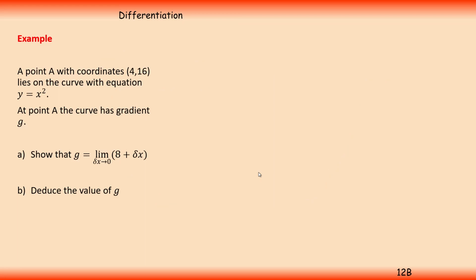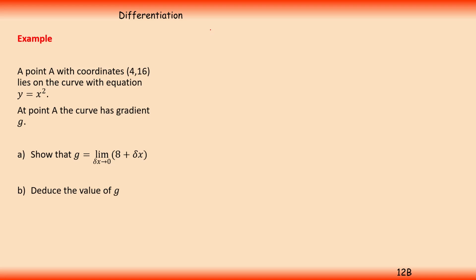So, another example. A point with coordinates 4, 16 lies on the curve with equation y equals x squared. At the point A on the curve, the curve has gradient g. Show that g is equal to the limit as delta x tends to 0 of 8 plus delta x, and then deduce the value of g. Well, we can differentiate from first principles.